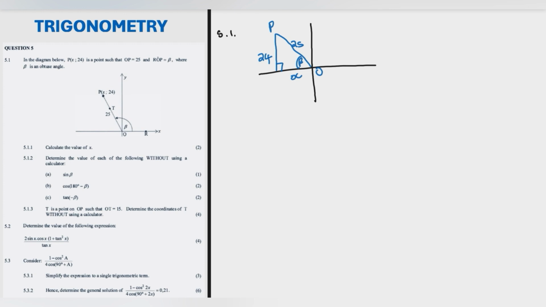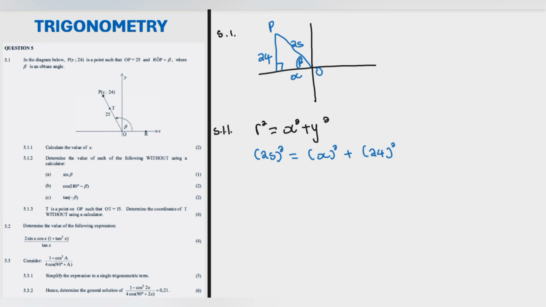So for 5.1.1, this is where we're going to calculate the value for X. We know that r squared is equal to x squared plus y squared. This is the theorem of Pythagoras that we can use to find the missing side of a right angle triangle. Your r is 25, your x is what you're looking for, your y is 24.